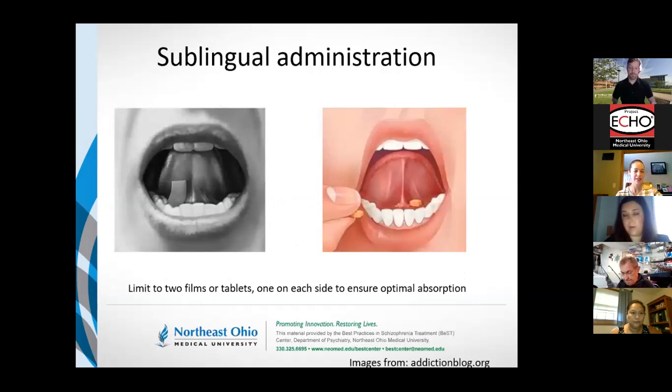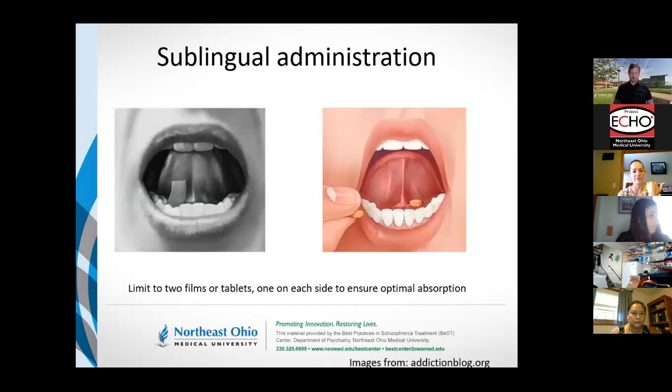So this is likely one of the main ways that patients are taking their buprenorphine, and it's the sublingual administration. So underneath their tongue, whether it's with the film or with the tablets. It is recommended that patients use no more than 2 films or 2 tablets at one time to ensure that we can get complete absorption.